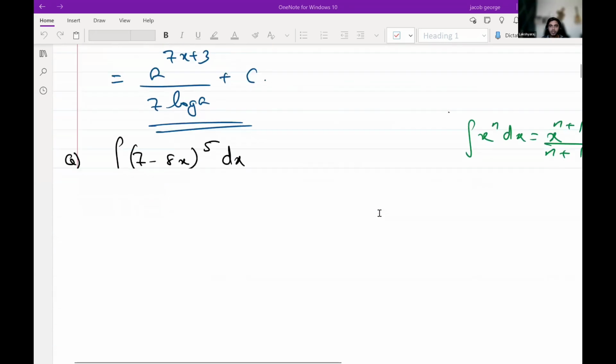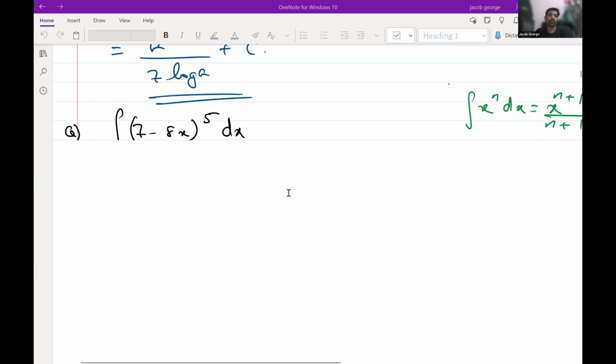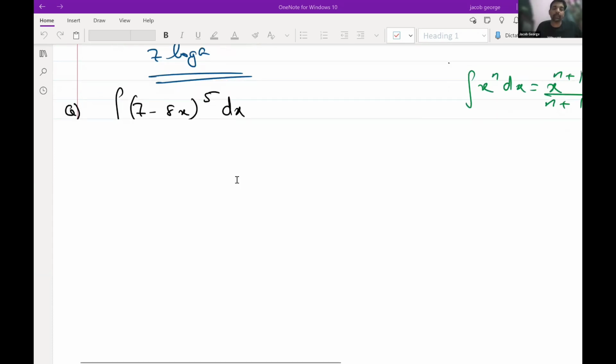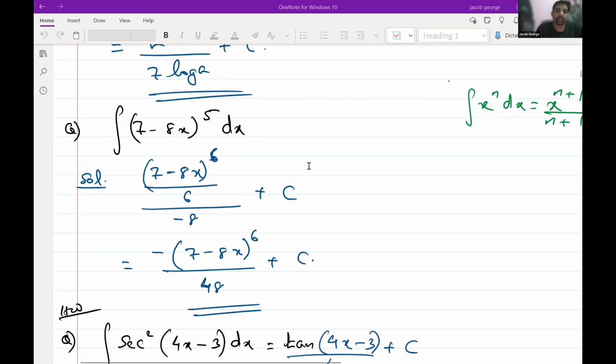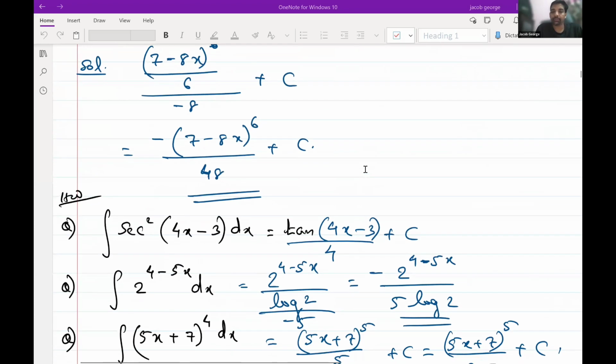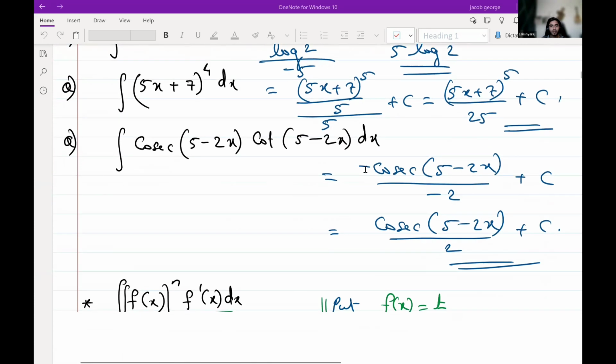This question is also the same way. X raised to n form, x raised to n plus 1 by n plus 1. And then 7, divide by the derivative of 7 minus 8x, that is minus 8. Okay, now you understood it, right? Yes, sir.